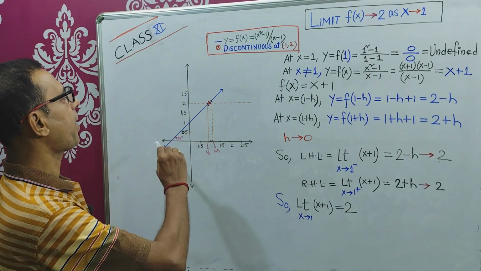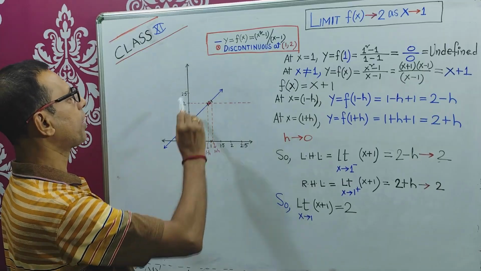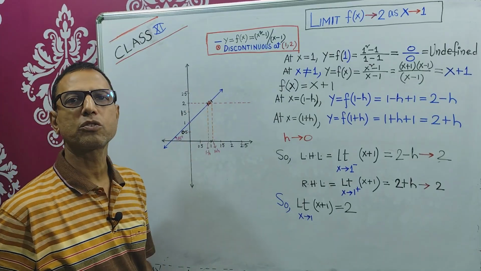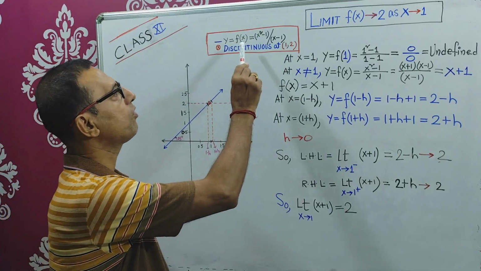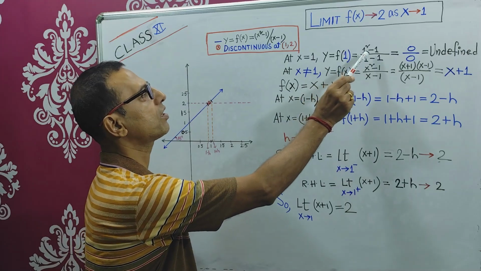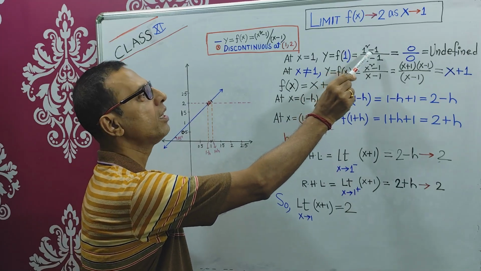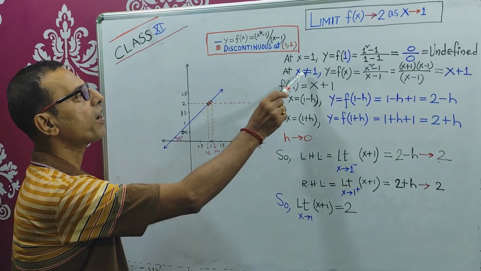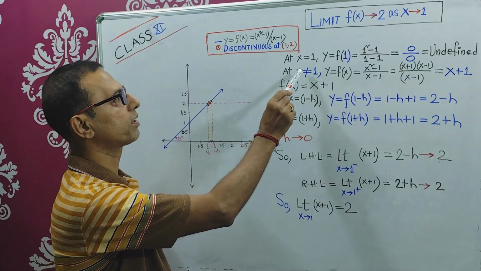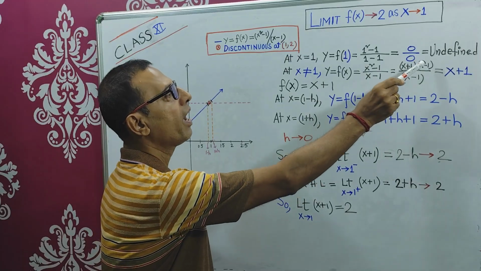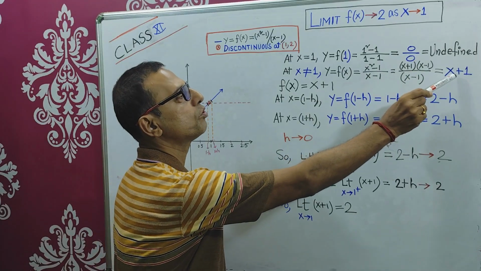There is a function defined in blue color, this line, that is y equals f(x) equals (x squared minus 1) by (x minus 1). What is the value of this function at x equals 1? If I replace the value of x with 1, then it is undefined, 0 by 0. But what is the value of this function at x not equal to 1? Then you just factorize x squared minus 1, cancel x minus 1, and the function comes to x plus 1.